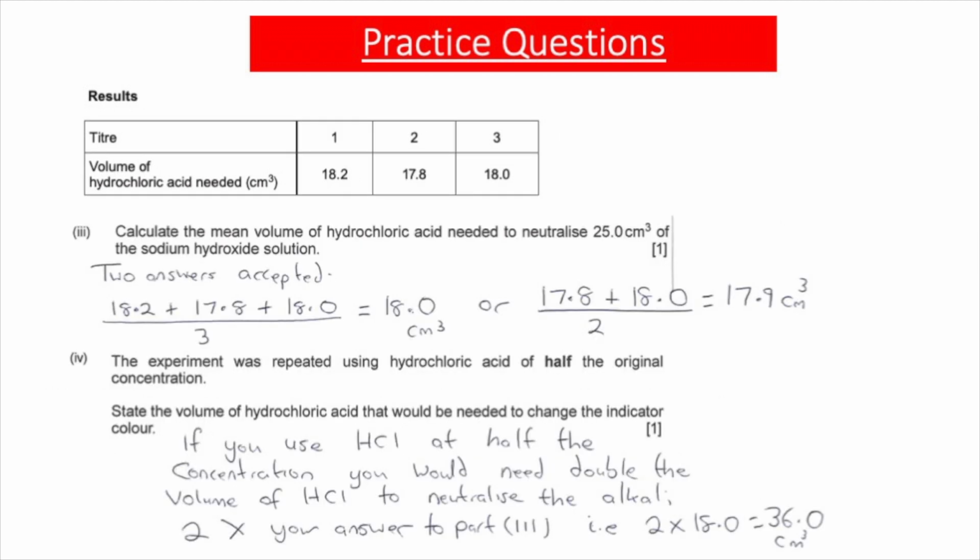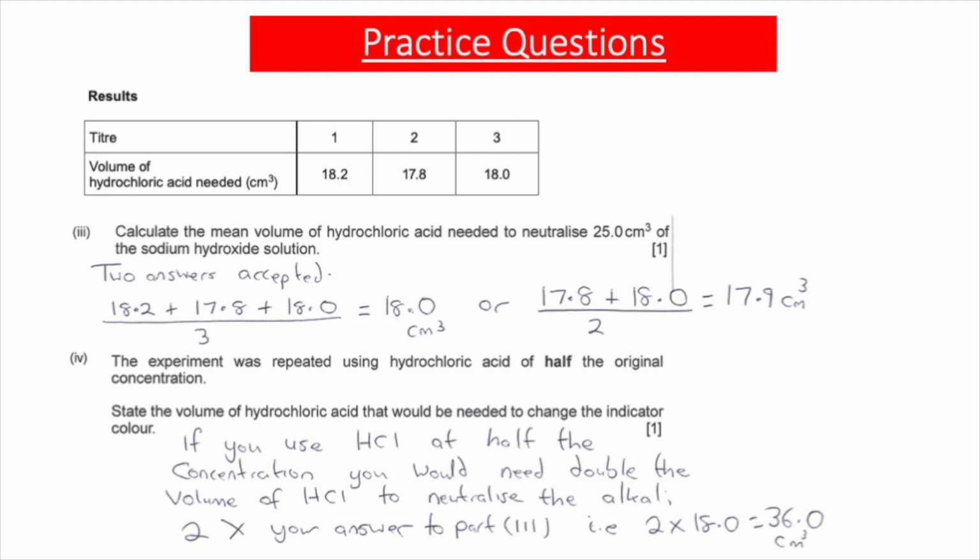So part 3 is asking you to calculate the mean volume of hydrochloric acid needed to neutralise 25 centimetres cubed of the sodium hydroxide solution. So there's 2 possible approaches here and 2 possible answers that they would accept. So you could either include all 3 experimental values here. So therefore you would add 18.2 plus 17.8 plus 18.0 and divide by 3 because you have 3 experimental values. And that would give you a mean volume of 18.0 centimetres cubed.